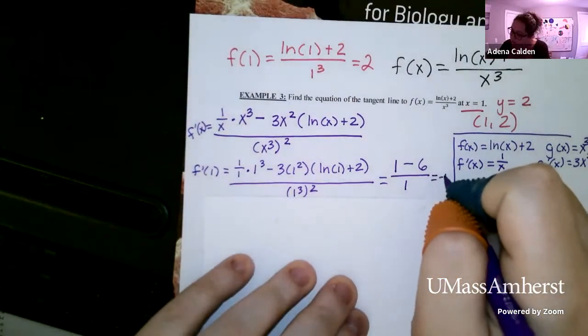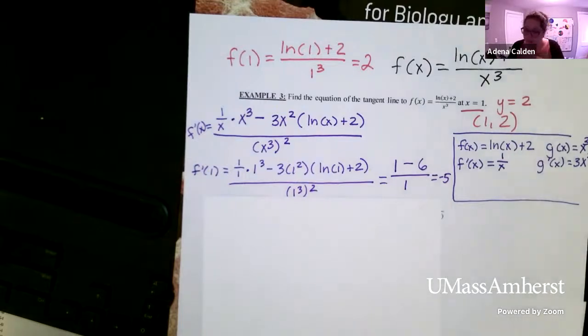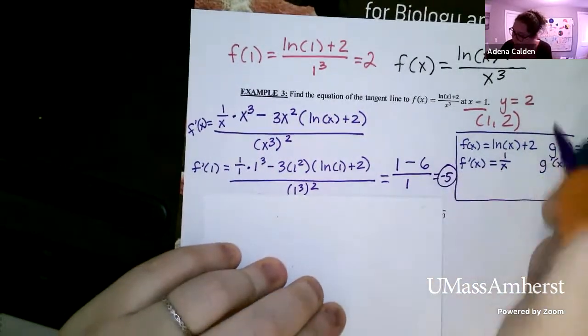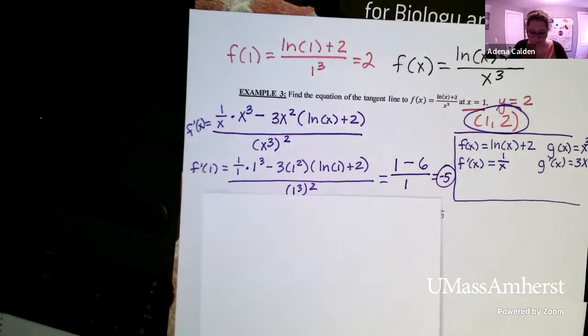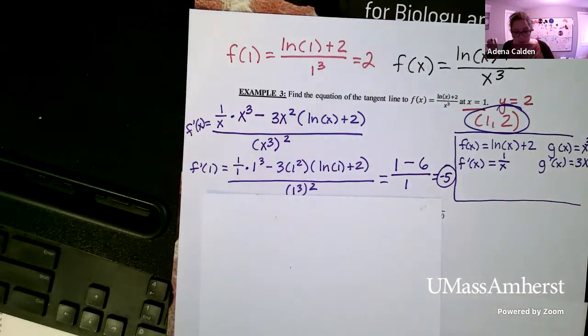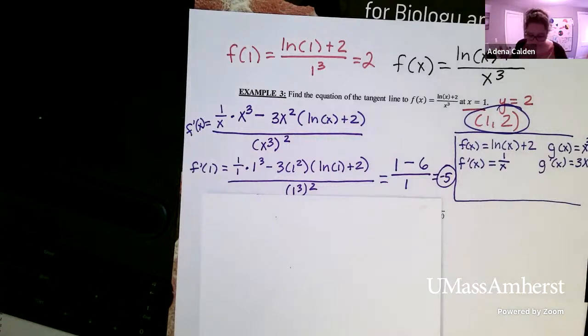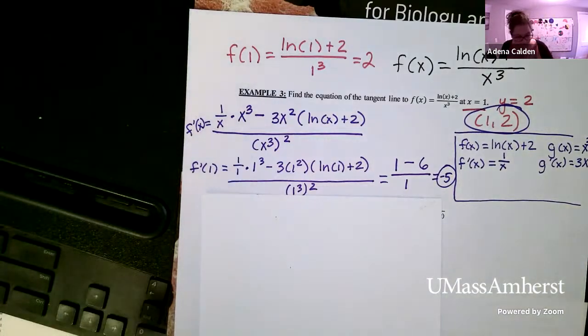So that gives me a slope of negative 5. Okay, so now I have a point. I have a slope, right? I gotta be really careful with the algebra here. But now I can put that all together to get the equation of the line.